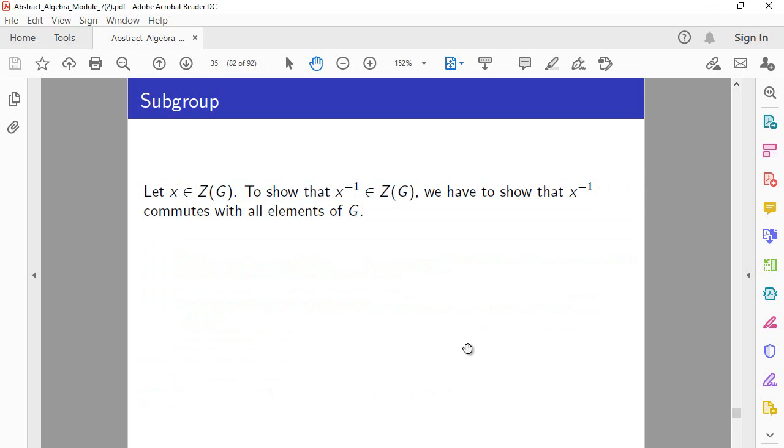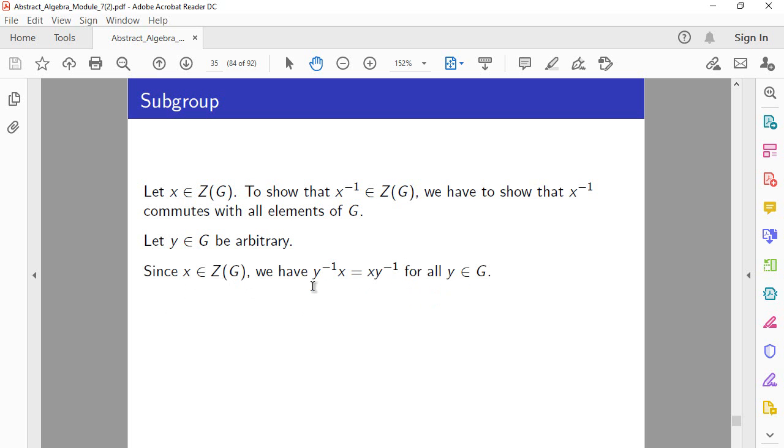And the last thing I want to show is that if x is in the center, then the inverse of x is also in the center. So to show that x inverse is in the center, we have to show that x inverse commutes with all the elements of the group. So let's say y is an arbitrary element of G. And since x is in the center, we know that y inverse times x is the same as x times y inverse for any y.